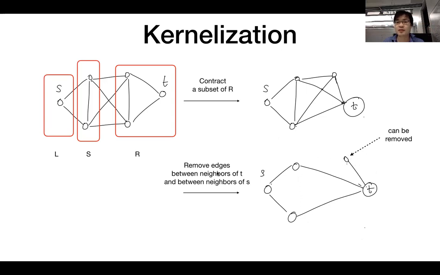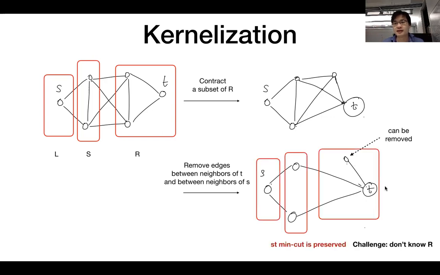The reason that we can remove these edges inside is that the maximum flow would not use any edges inside between the neighbor of T and the neighbor of S. And for the same reason, the max flow will not use this node at all, because once you reach the sink, there's no reason to go back to this node. So that's the high level idea.